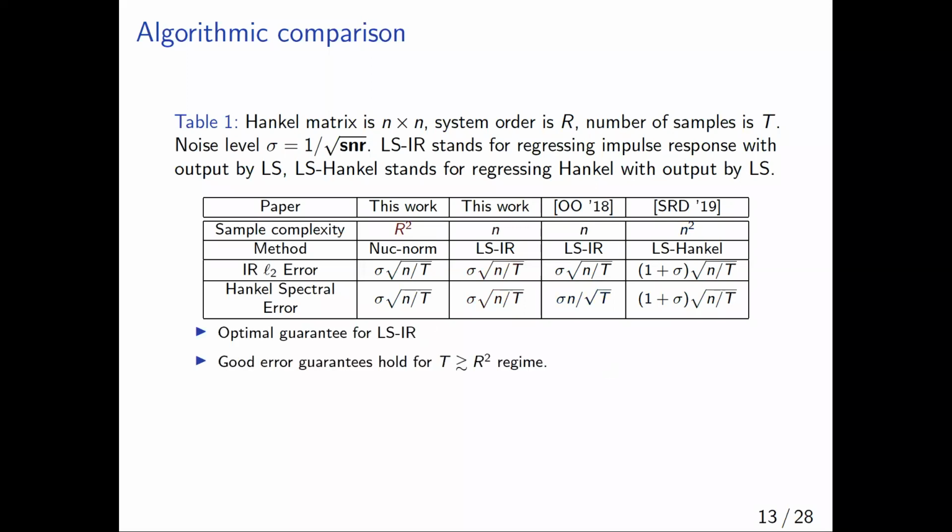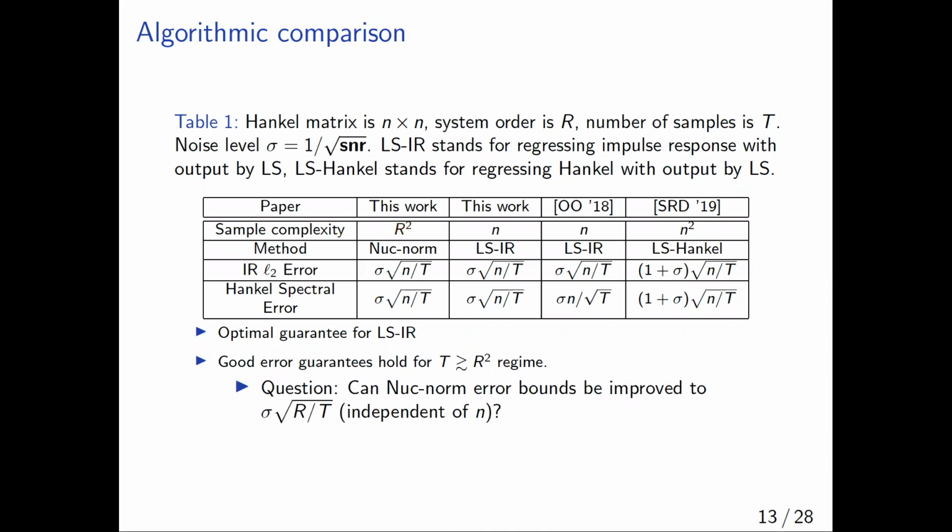So optimal guarantee is obtained for the least squares for impulse response, and good guarantees for the T in the R squared regime. It's still open whether this can be done with T less than R. The regime between R and R squared has a good bound, but it's not optimal yet. So that is still open. Can the dependence be improved?